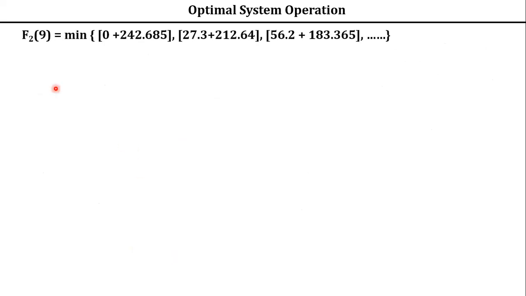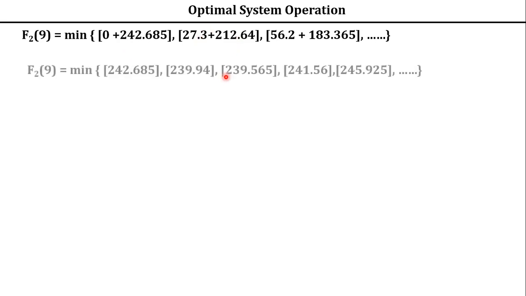Okay, now fine, you got the values. Now I am writing the values. F2 of 9 is equal to the first combination value, the second combination value, third combination value, fourth combination value, etc. All the values you have to write. Already you evaluated the first combination value and second combination value. So I am writing it here.